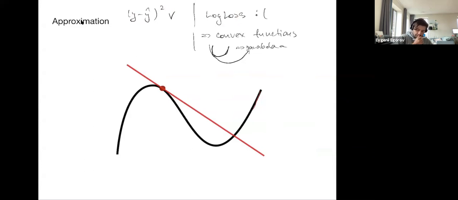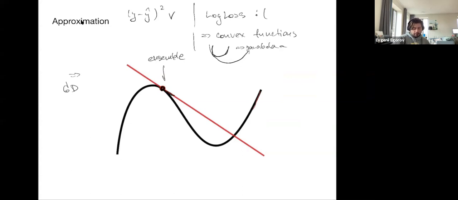Then the whole procedure looks very similar to gradient descent. This is our current algorithm, our current ensemble, and we somehow linearize the problem around this point.